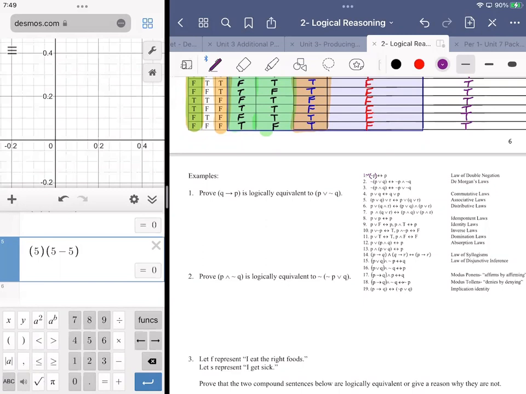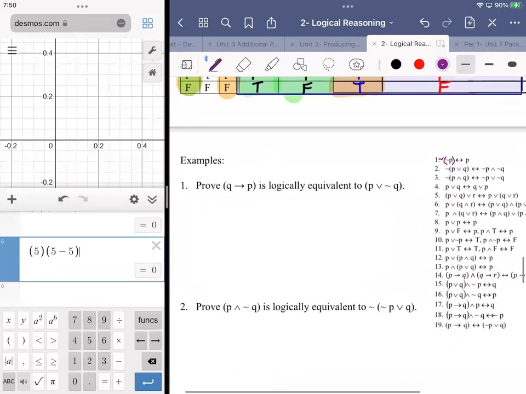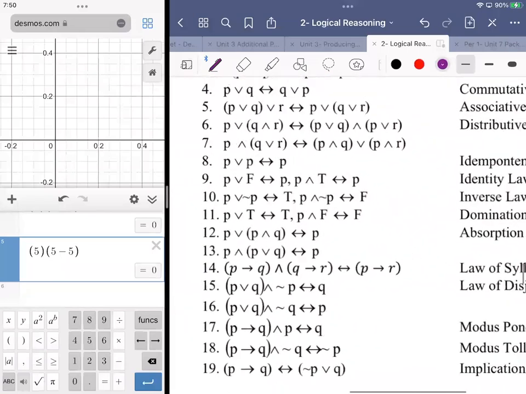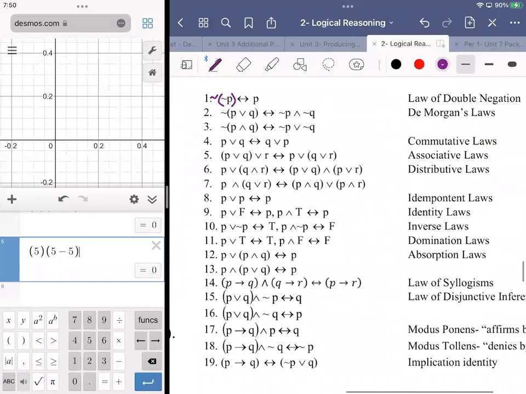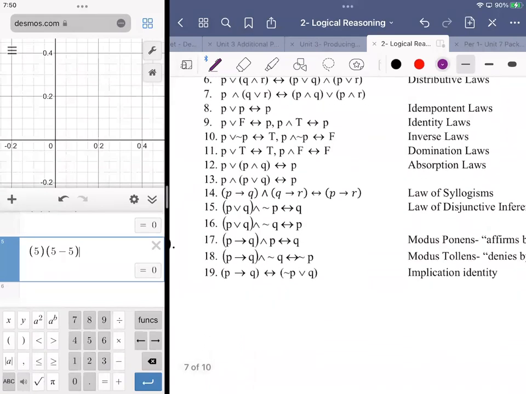Right. So when we say prove something, it's justify it using a law of logic. Right. So prove Q implies P is logically equivalent to P or not Q. So I go down my list, right, just looking for something that has a similar structure to that. Right. So if you look at the very last one, it's the implication identity. Number 19.